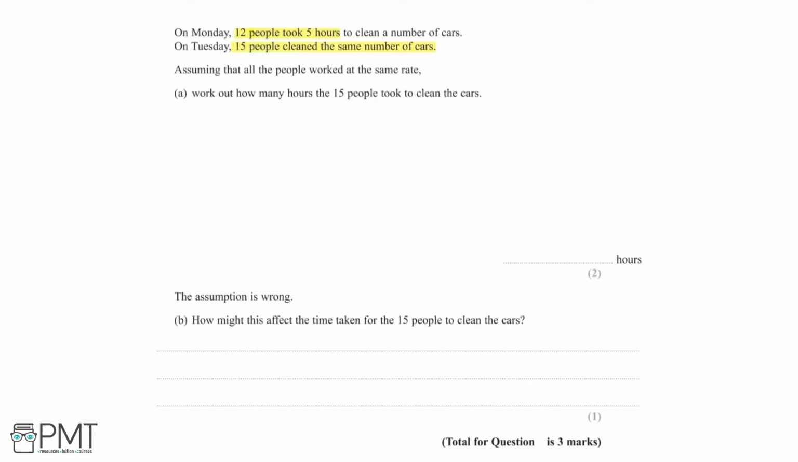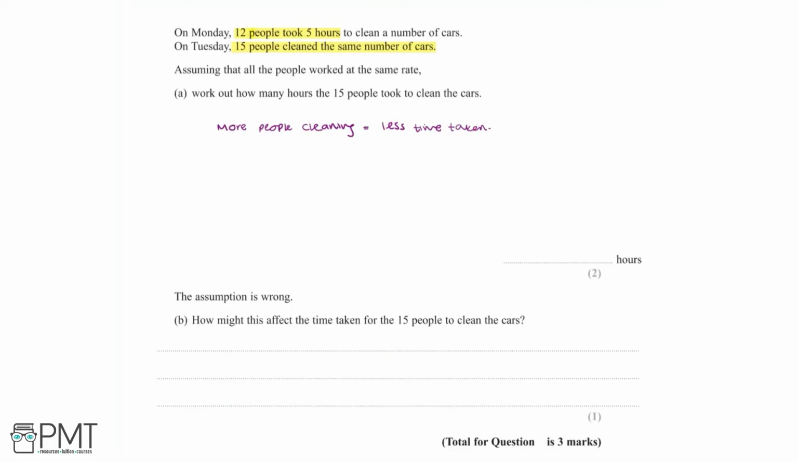Now, a very easy mistake to make here is not recognising the inverse proportion. And so what this means is that more people cleaning means that less time is taken to clean the cars. And so you can see that there's an inverse proportion in the sense that as one variable goes up, the other variable goes down. As the number of people goes up, the time taken goes down. And so let's see what this means when we apply this to our question.